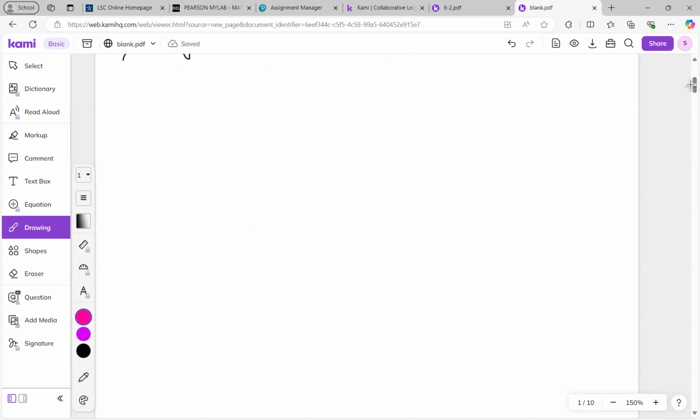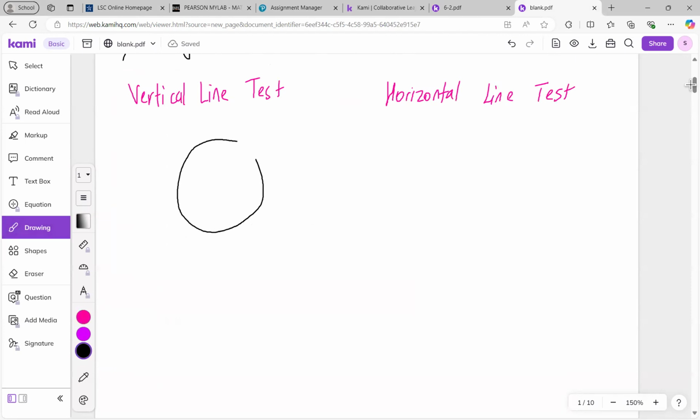Now, we have two tests. We have a vertical line test for functions, and then we have a horizontal line test. We can decide if something is a function or not by applying a vertical line test. Let's say I have this graph. I need to decide if this is a function or not.